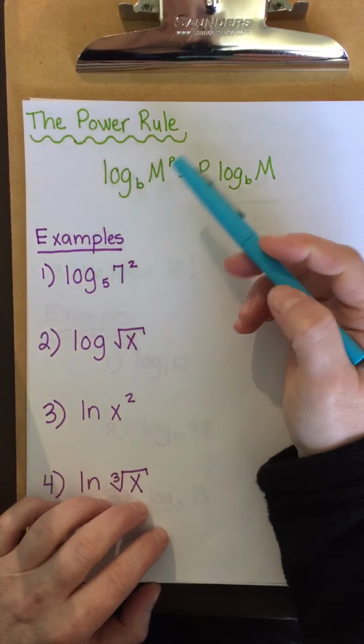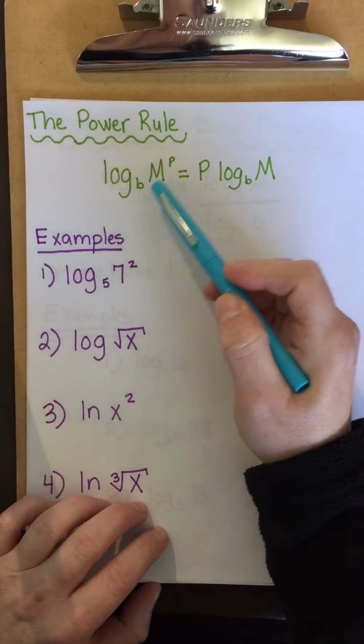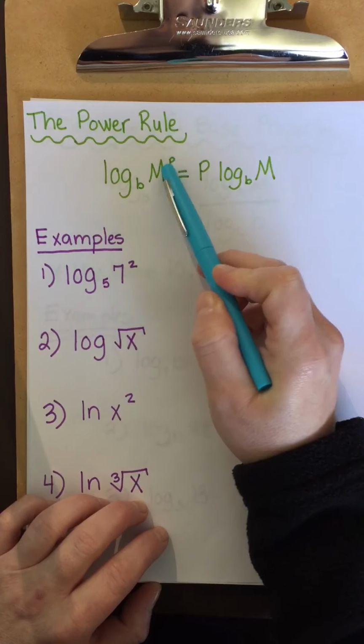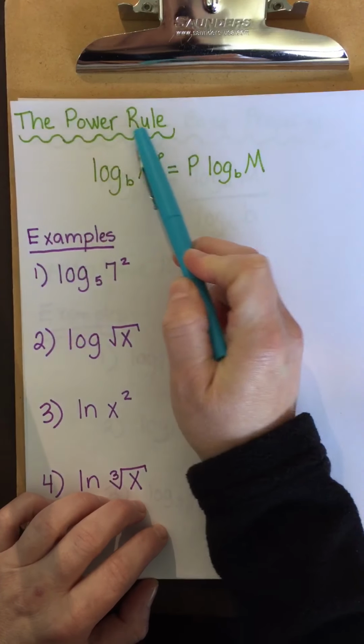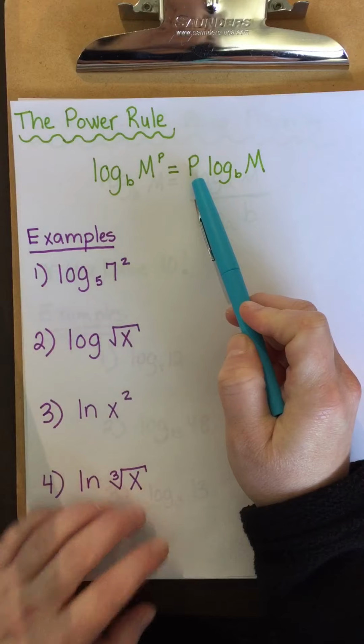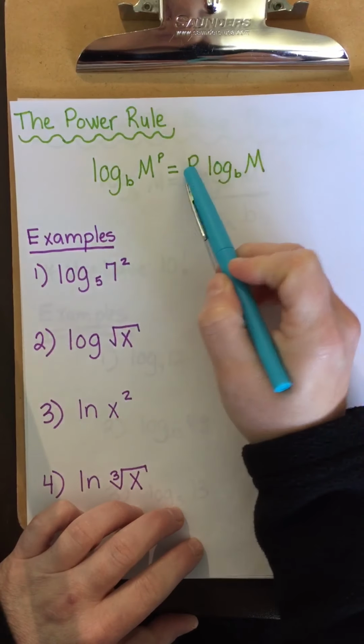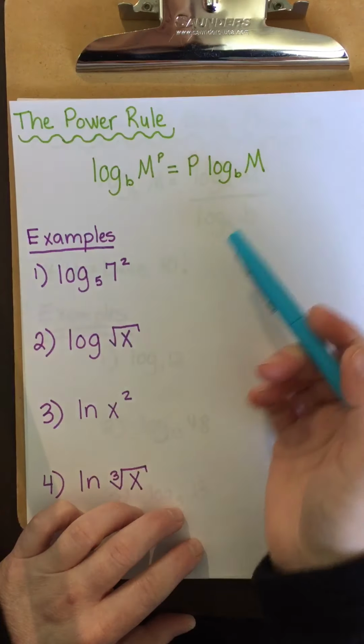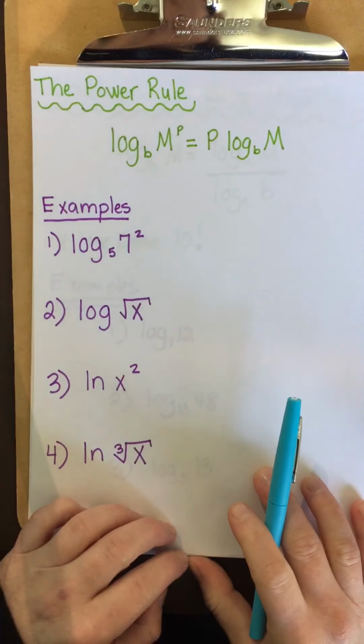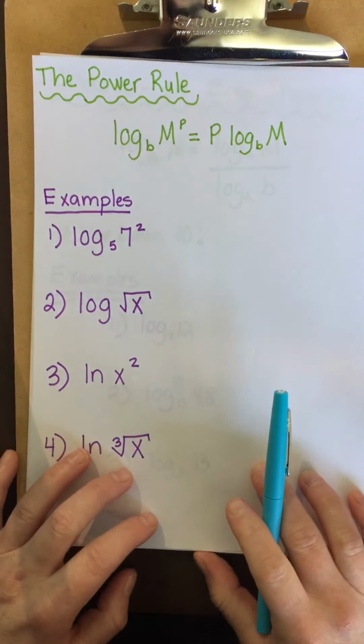And what the power rule says is if you take the log base b of m to the p, what you can do with that exponent is move it out in front of the logarithm. Okay? So that's what we did here. And that's basically it. So let's put it to use and see how it works, okay?